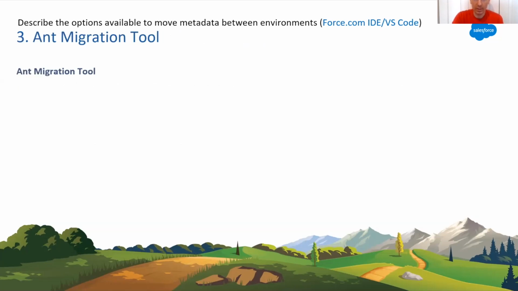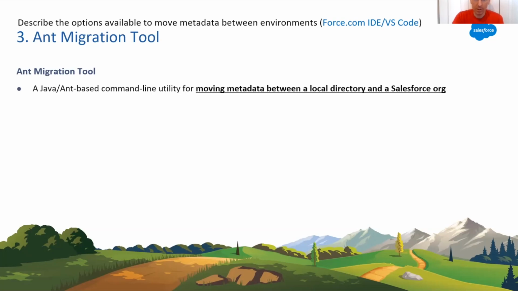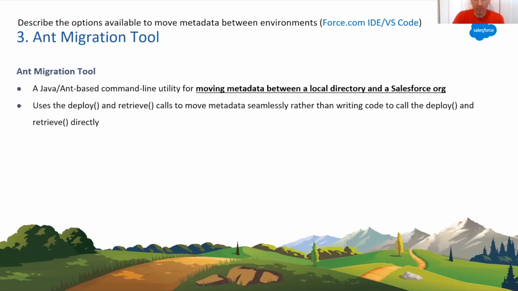Another related tool is the ANT migration tool. This is a Java ANT-based command line utility for moving metadata between a local directory and a Salesforce org. Essentially, it uses the deploy and retrieve calls, but it does it behind the scenes. So it allows you to do it with clicks rather than code.